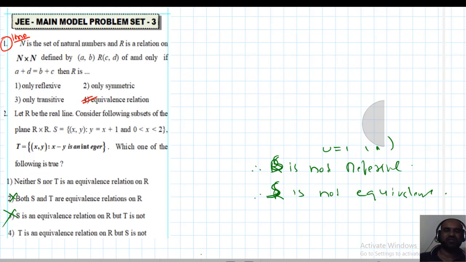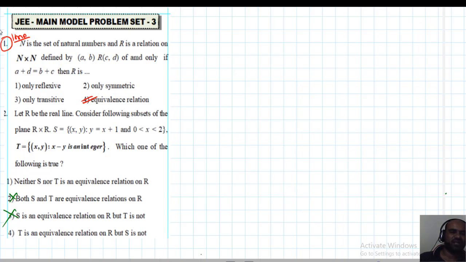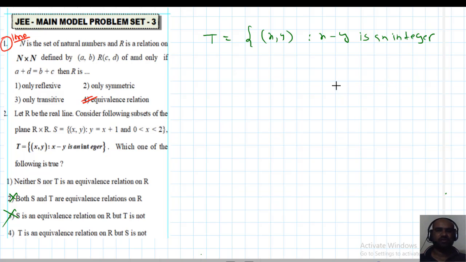So now I want to check for equivalence for the relation T. T is given as the ordered pair (x, y) such that x minus y is an integer. What are x and y here? x and y are real numbers, and x minus y is an integer. So we check reflexivity. x related to y implies x minus y is an integer. This is the given relation.